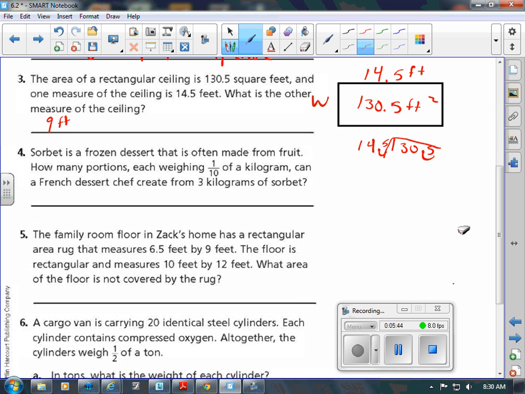Sorbet is a frozen dessert often made from fruit. How many portions weighing 1/10 of a kilogram can a French chef create if he's got 3 kilograms? So what I would do is N equals 3 divided by 1/10, right? I'm breaking it up into tenths. Then when I do my solution, I'm going to do 3 over 1 times 10 over 1 because I flipped it. Okay, or I can cross multiply, should get 30 servings.